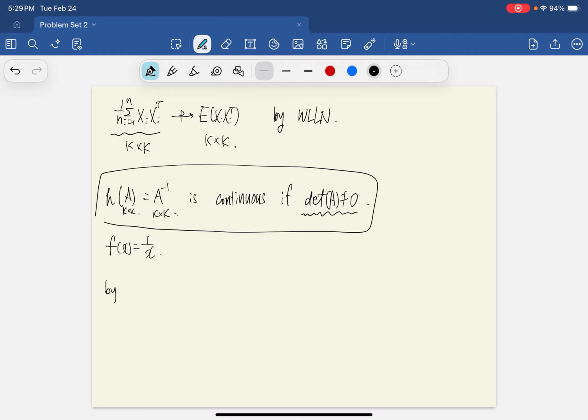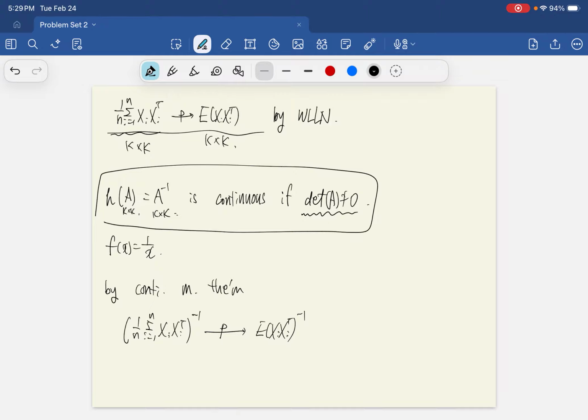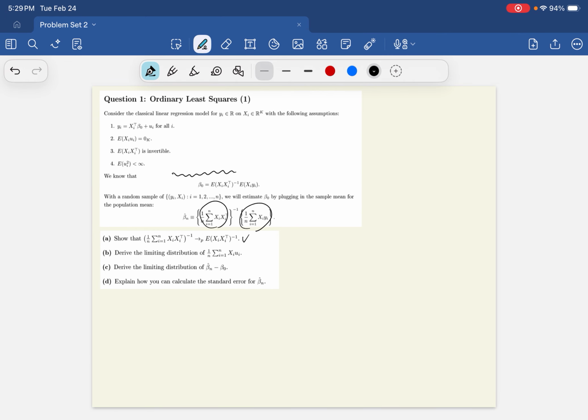So then by the continuous mapping theorem, this convergence is converted into convergence of the inverse. This is because the matrix is assumed to be invertible. Okay, that was the first part. We have done part A.